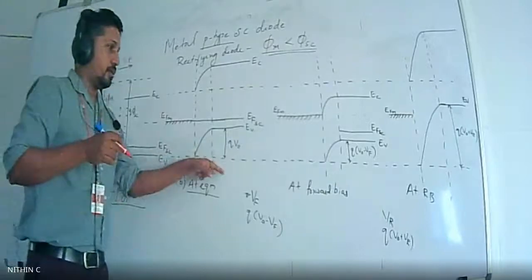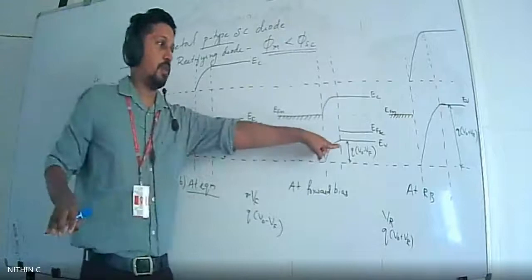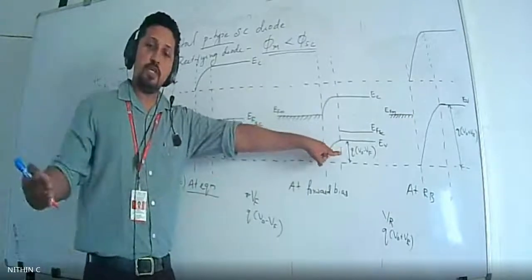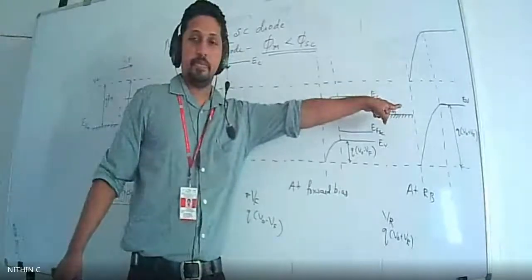Clear? So when we forward bias, what happens to this barrier? This barrier will reduce. So that is what I have drawn here. When it is reverse bias, what happens? This barrier will increase. That is actually drawn over here.